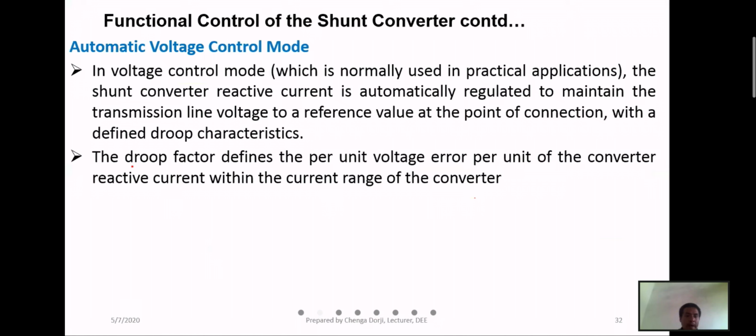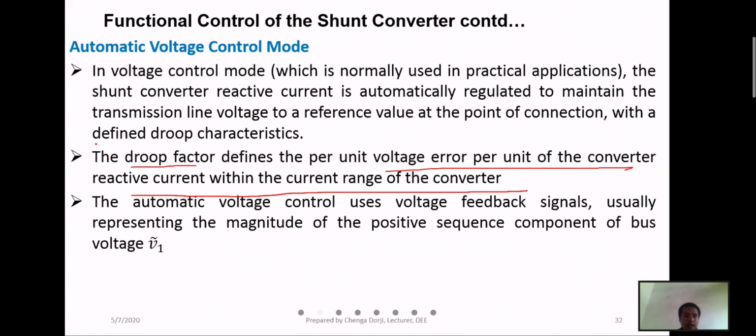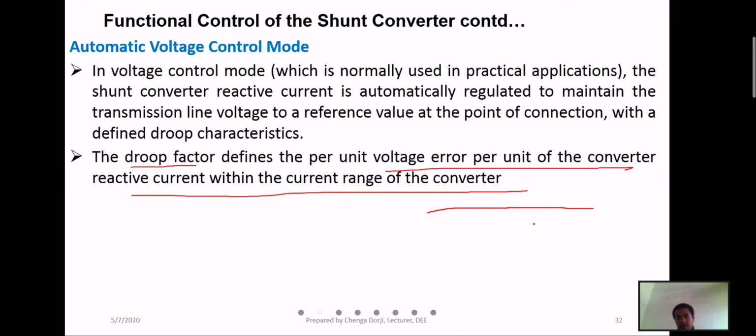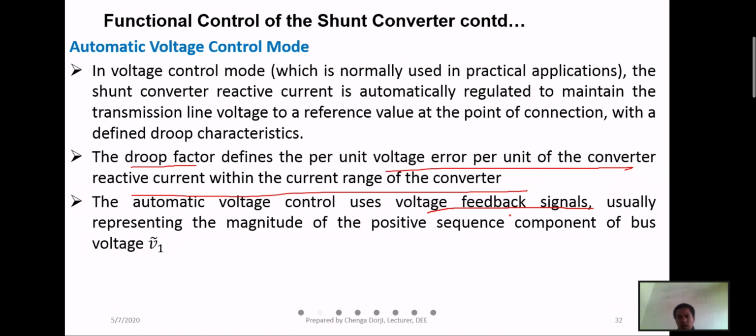Then the droop factor defines the per unit voltage error per unit of the converter reactive current within the current range of the converter. So the higher the droop factor, the higher the error. Then the automatic voltage control uses voltage feedback signals. In the first case it was the current feedback signal, but here it is using the voltage feedback signal.